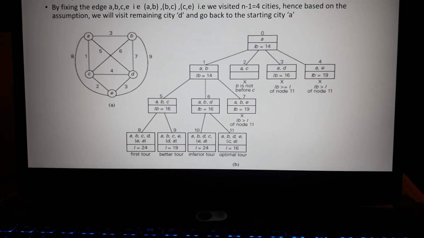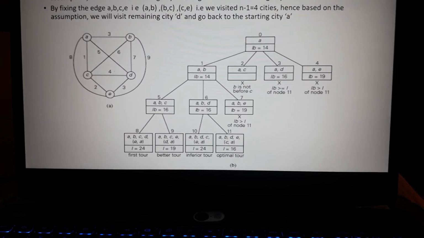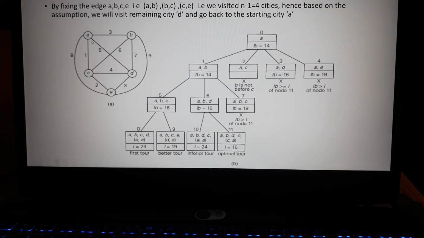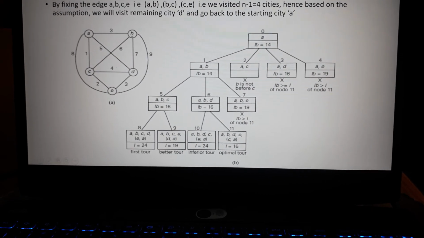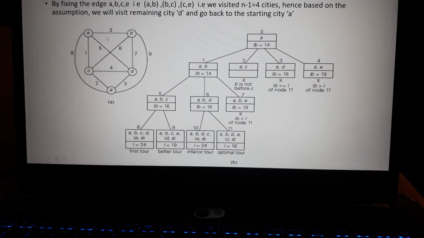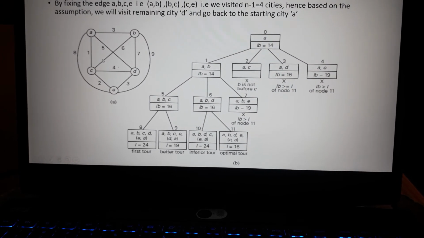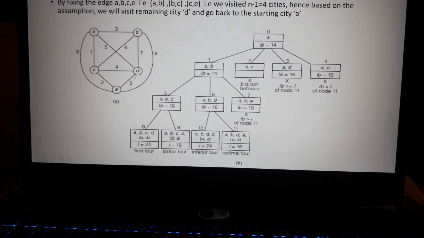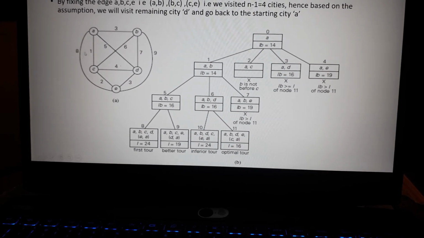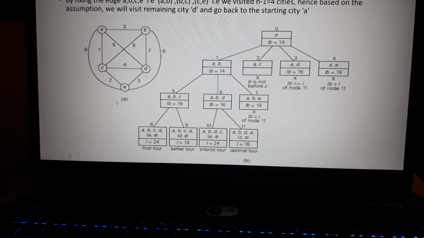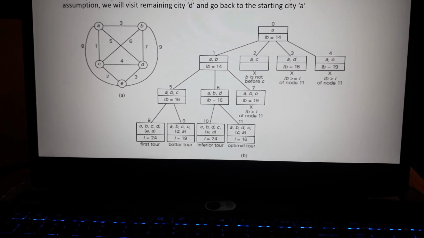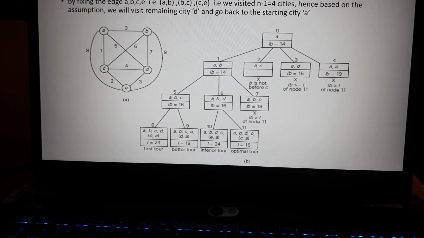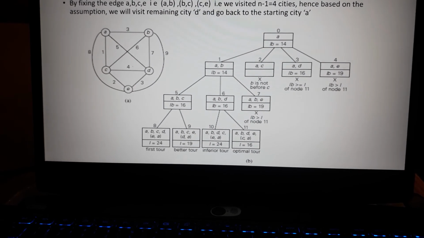So, the total length of the tour L is equal to AB, which is 3, plus BC, which is 6, plus CD, plus DE, plus EA. So, the total length of the tour is equal to 24. 3 plus 6 plus 4 plus 3 plus 8 is equal to 24.